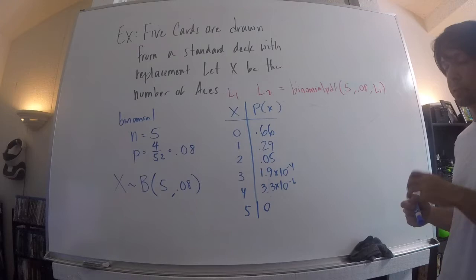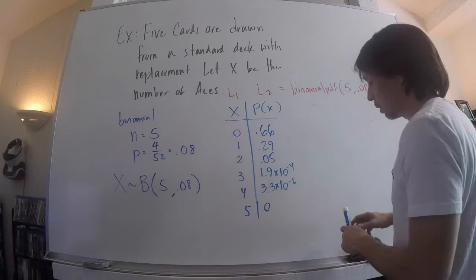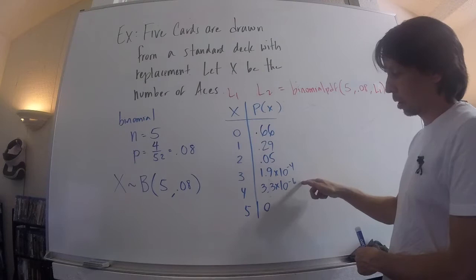It is possible, it's not a zero probability, but the probability is so small that the calculator itself rounded it down to zero. That's going to happen in the homework in some situations, so be aware that sometimes the probabilities are so small that they're going to round down to zero.